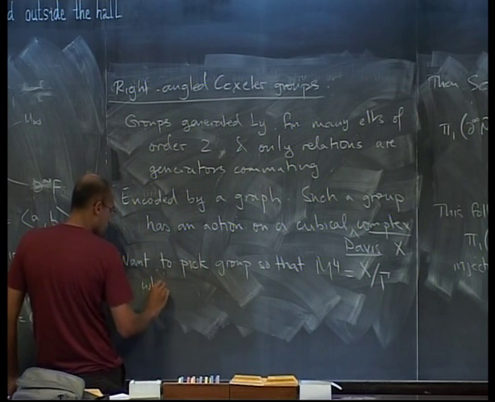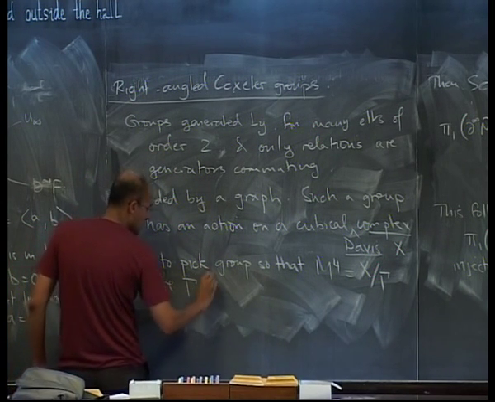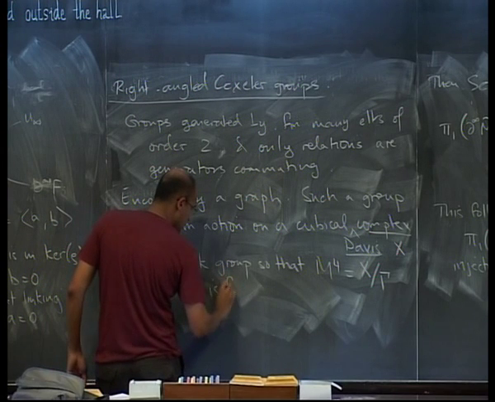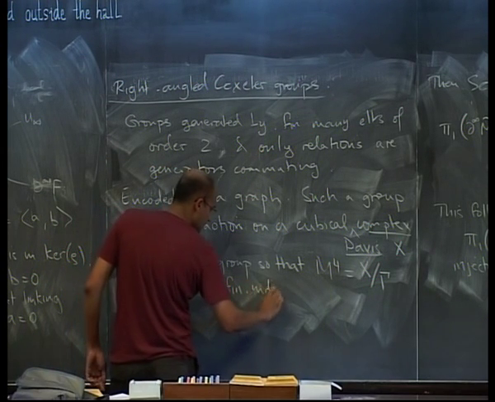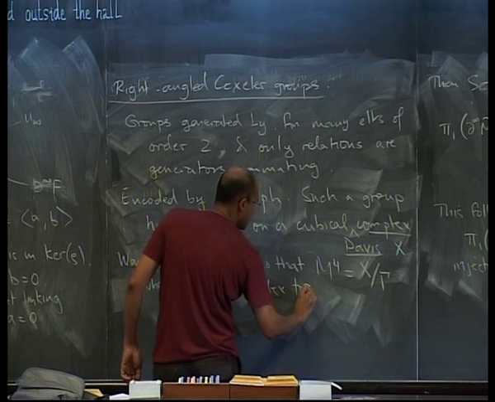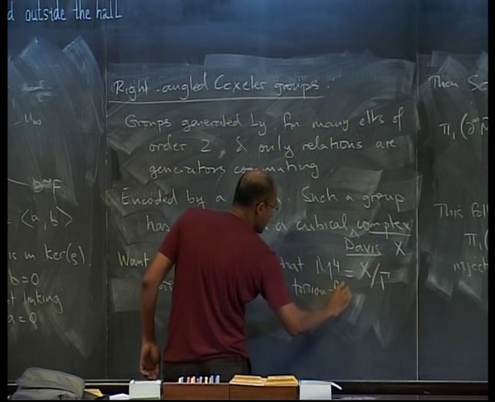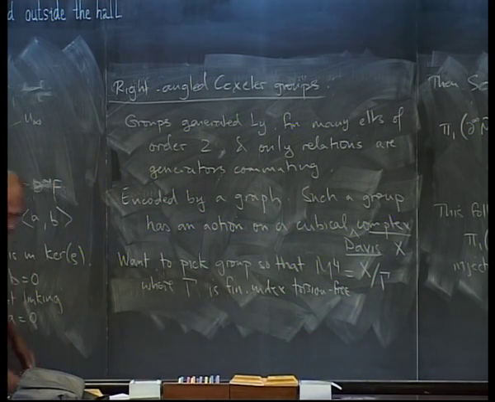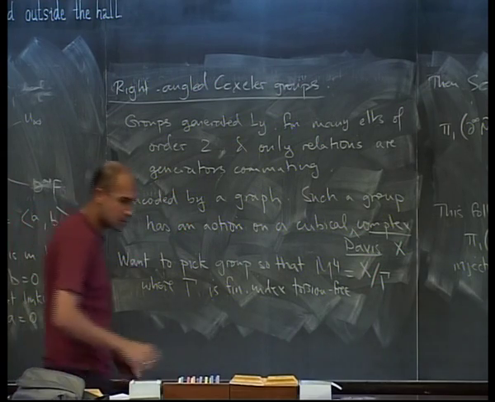is a finite index torsion free subgroup in the right angled Coxeter group. Okay, so you can always find such a subgroup.